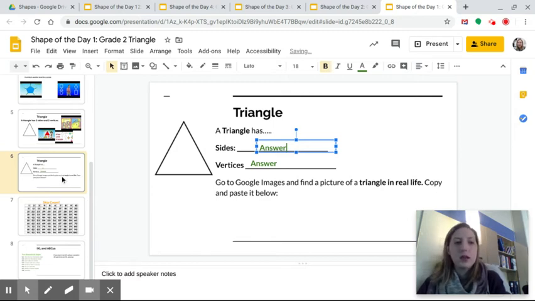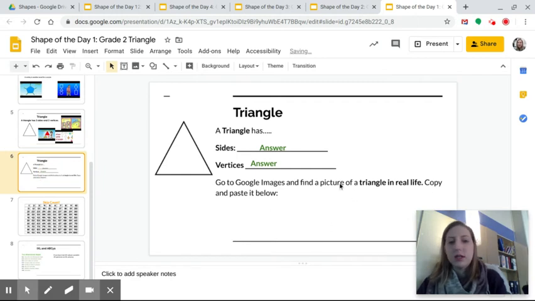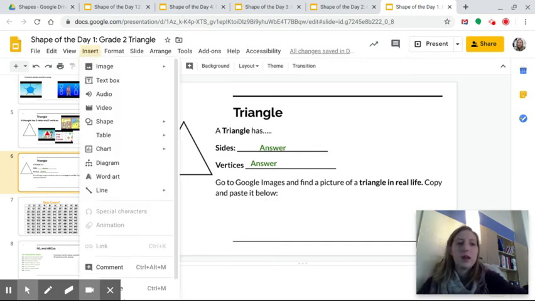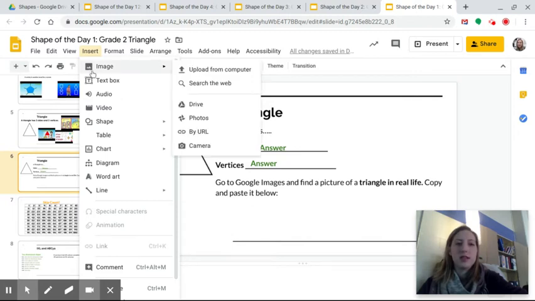Now, the last thing you're going to do on this page, a little glitchy today, is it says go to Google Images and find a picture of a triangle in real life. Copy and paste it below. This is how you do this. You're going to come up and see the word insert. Click on that and click on the first one. It looks like a picture. It says image. You're going to go to the magnifying glass where it says search the web.